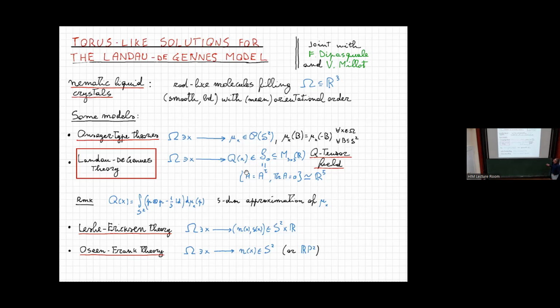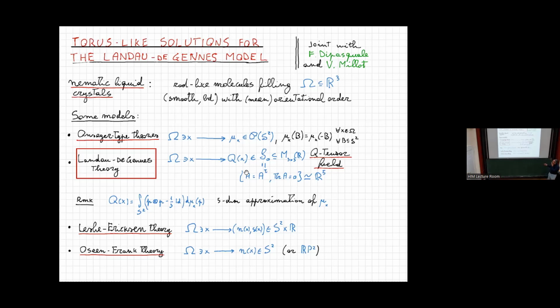And okay, we study a variational problem for nematic liquid crystals, which are kind of rod-like molecules filling a certain container inside the fluid. Essentially, to describe this kind of liquid crystal, there are several models. Essentially, the idea in the Onsager theory is to give a probability measure at each point of the container, giving a sort of a local average of the orientation.